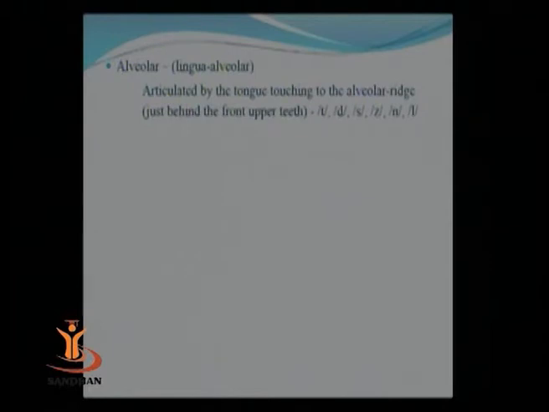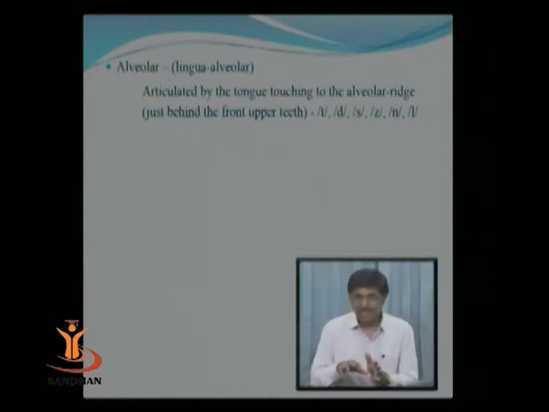Friends, the next category from the place point of view is alveolar. Lingua alveolar, because the tongue touches the alveolar ridge, and that's why it is a lingua alveolar sound. So lingua alveolar is a place, bilabial is a place, alveolar is a place, lingua dental is a place, interdental is a place.